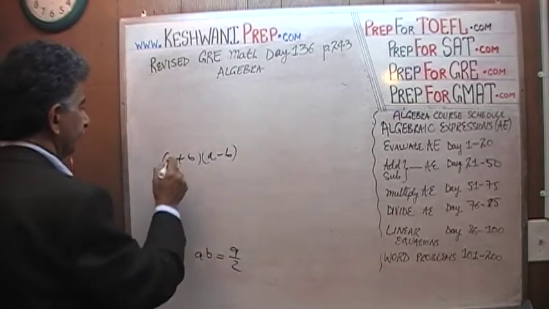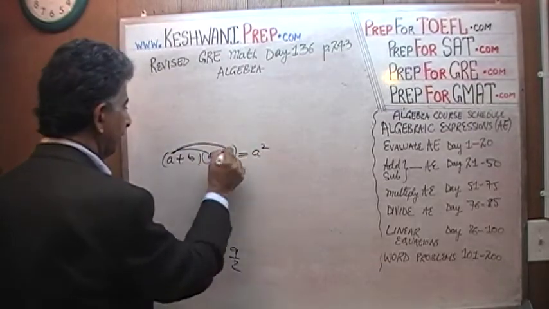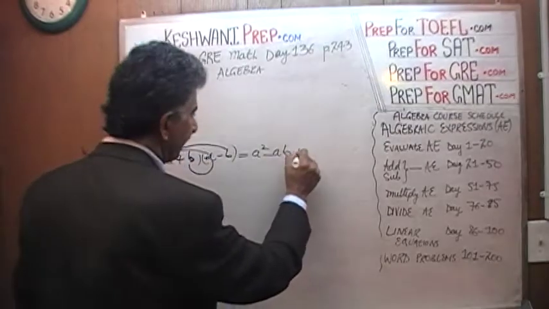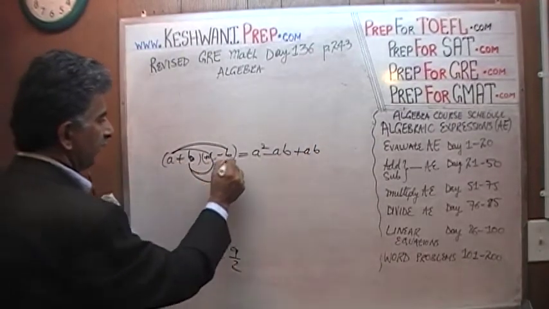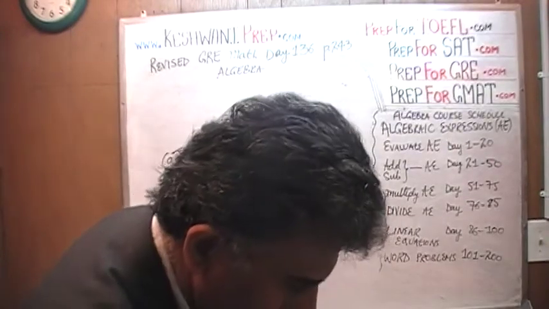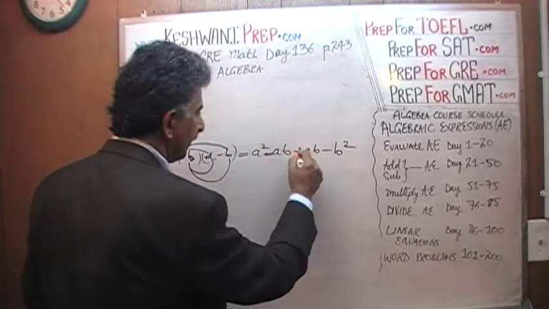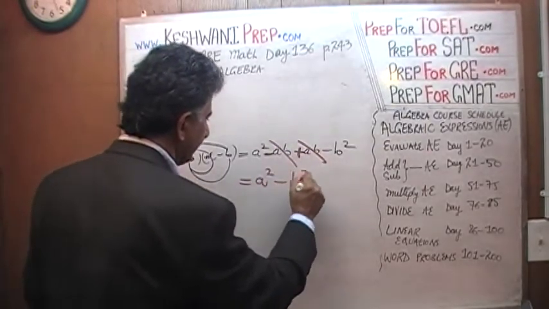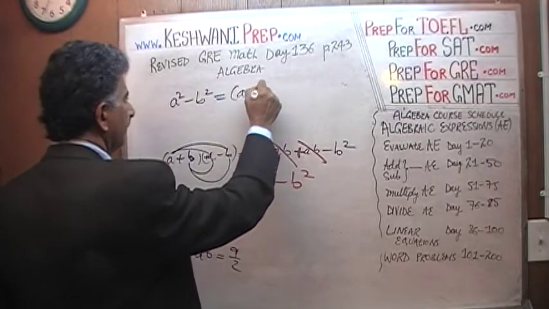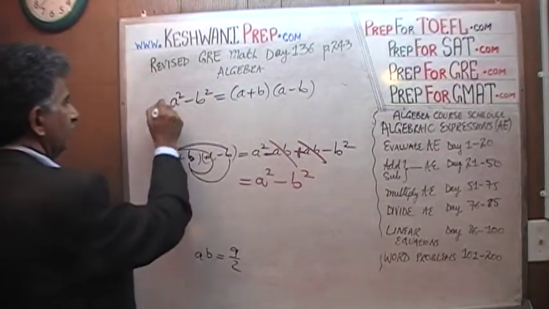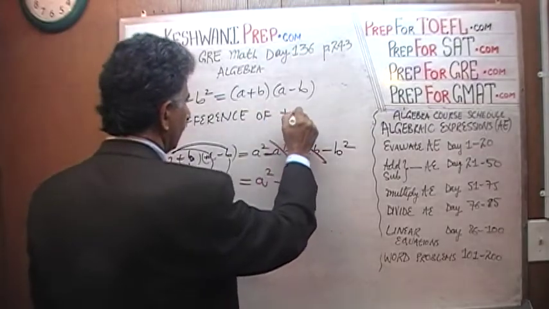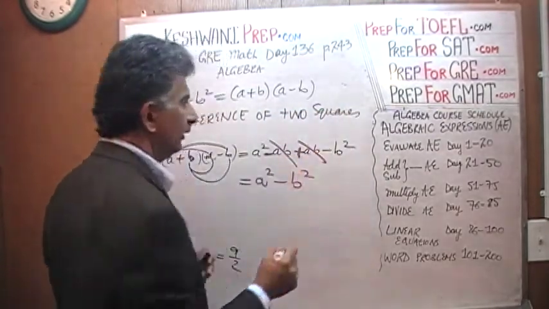A times a is a squared. A times negative b is negative ab. Positive b times positive a is going to give you positive ab. And positive b times the negative b is going to give us negative b squared. And what we find is that this negative ab and a positive ab cancel each other out, and we end up with a squared minus b squared. Let's make a note here. A squared minus b squared equals a plus b times a minus b. And this formula is known as difference of two squares.